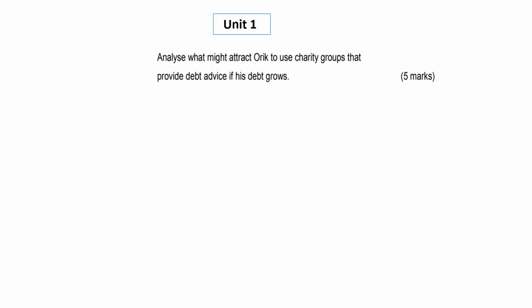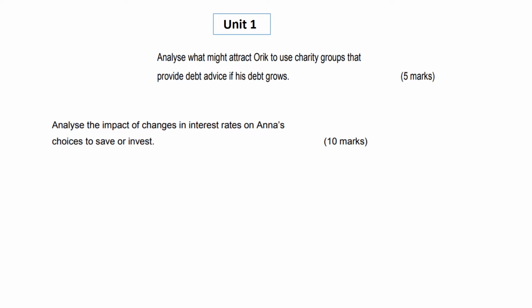Let's look at some examples of Analyse questions for Unit 1. Analyse what might attract Oric to use charity groups that provide debt advice if his debt grows. 5 mark question. Analyse the impact of changes in interest rates on Anna's choices to save or invest. So these were from previous written paper exams.